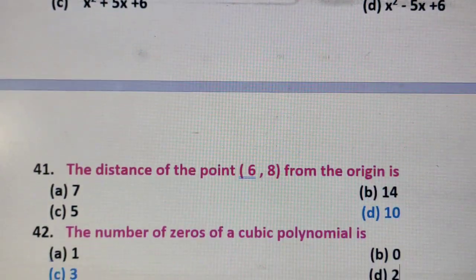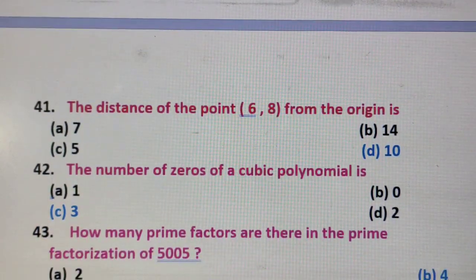The distance of the point from the origin is root over x square plus y square. X square means 6 square is 36, 8 square is 64, total 100, root is 10. The number of zeros of a cubic polynomial: the cubic polynomial has degree 3, that is, the number of zeros is 3.